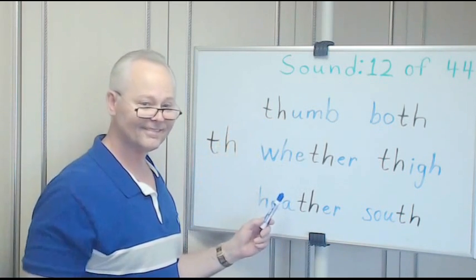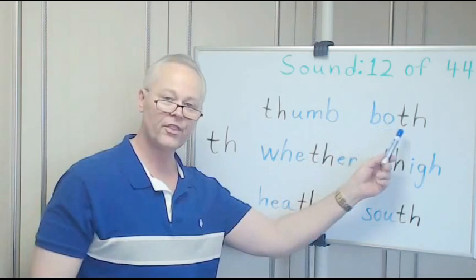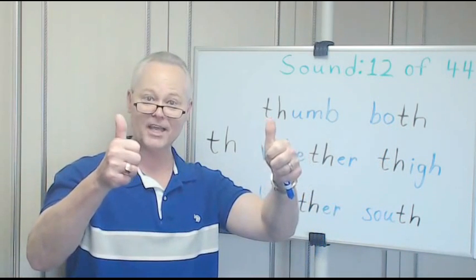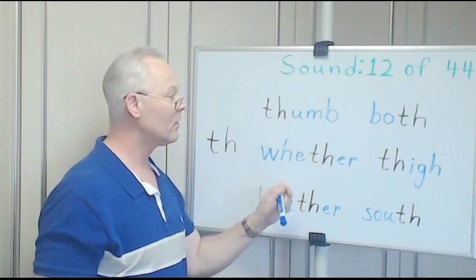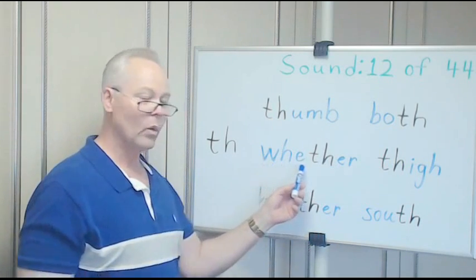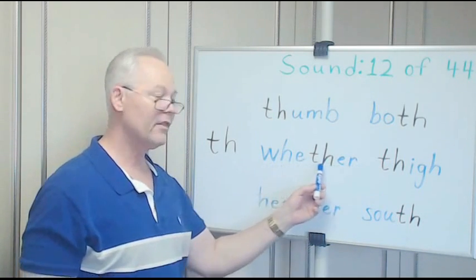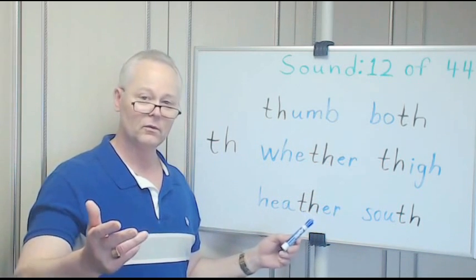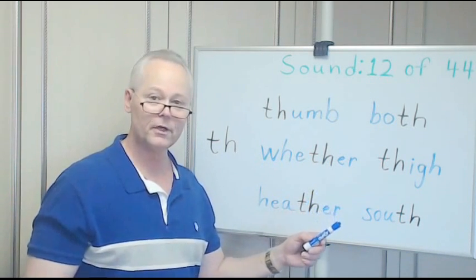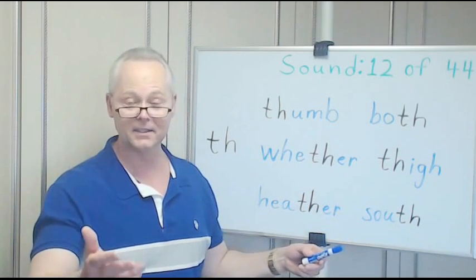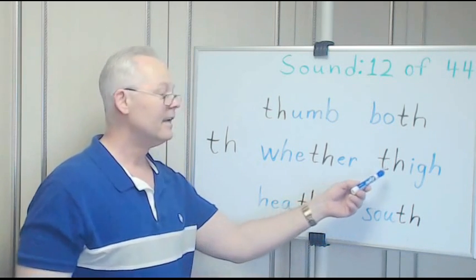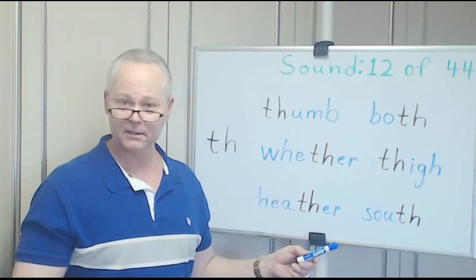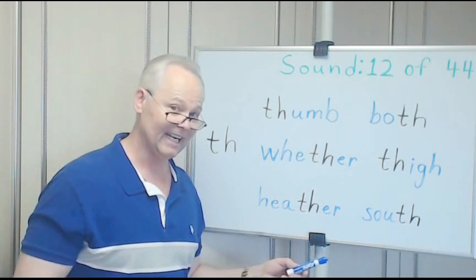A thumb. Both of my thumbs. Both. Weather. I would like to know whether you prefer to have soup or salad with your dinner. Thigh. A thigh. Do you like chicken thighs or do you prefer a wing?